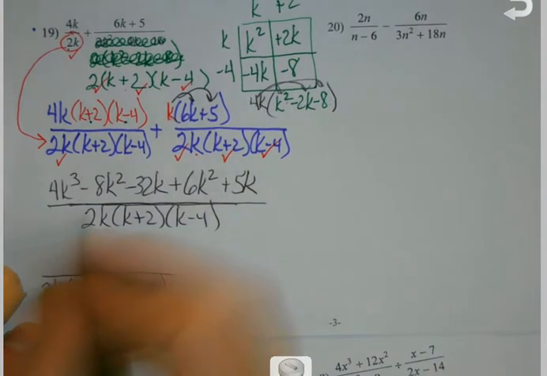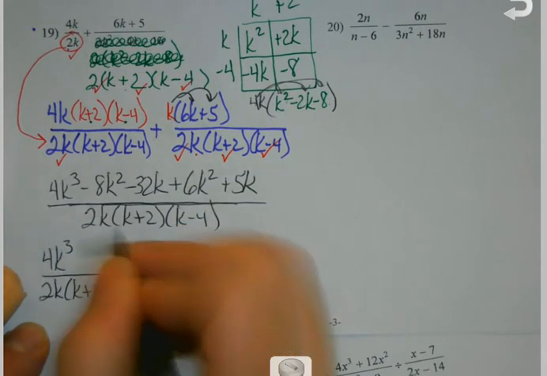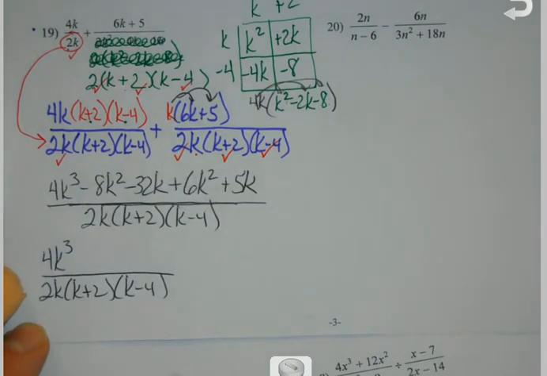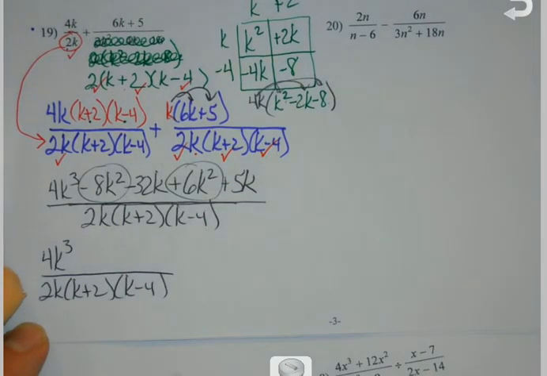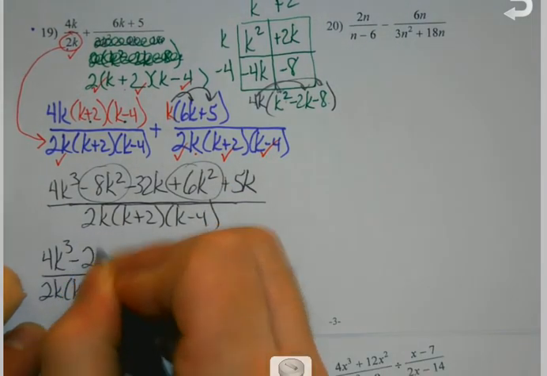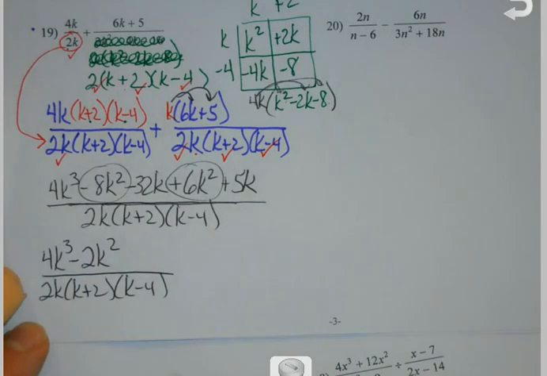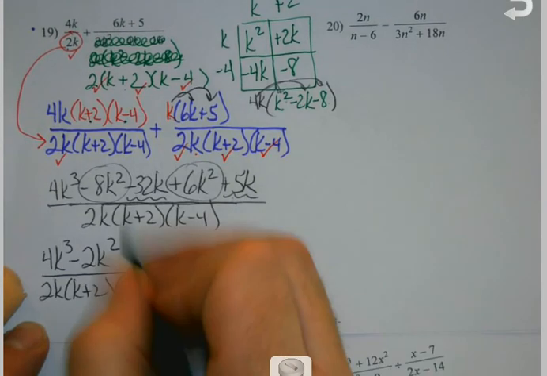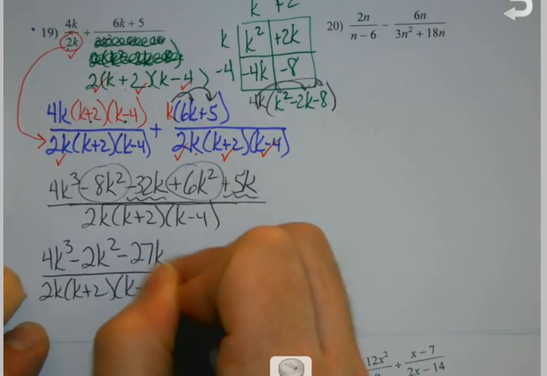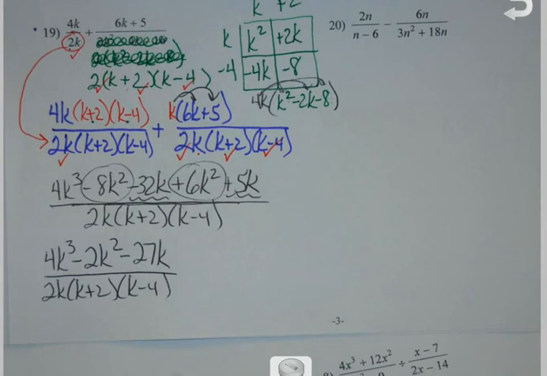So, I get here. Okay, I've only got one term that has a k to the third. And then I've got negative 8 plus 6. It'd be negative 2k squared. And negative 32 plus 5 is negative 27k. Are we done? No. That's a good question. You stole my line. The only thing we can take out is k, but we can. So we will.